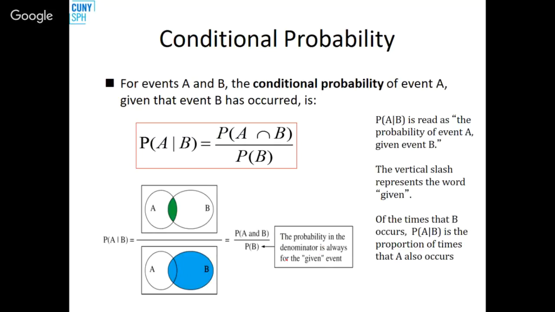And this formula with the denominator, what goes in that denominator is the given event, the one that is conditional on, the one that we assume has happened. And another way to read this is that of all the times that B occurred, such as heart disease, the probability of A conditional on B is the proportion of those times where B occurred that A also occurred.